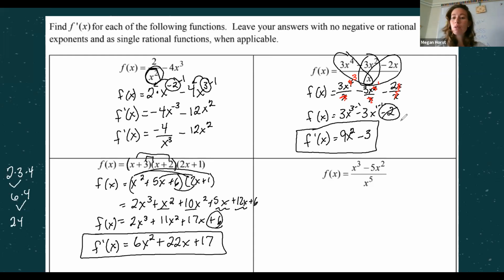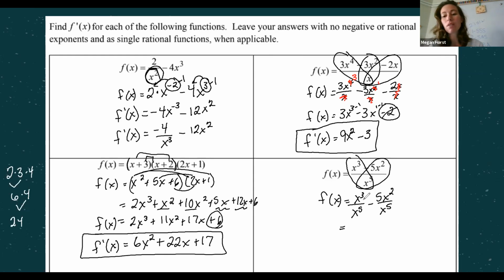All right, next up, notice I have another situation. I have a quotient. I can't just take the derivative of a quotient. I have to do something else. So I'm going to go ahead and rewrite this a little bit differently. So I'm going to rewrite this as f of x equals x cubed over x to the 5th subtract 5x squared over x to the 5th. So that gives me, and I want all positive exponents. So what I'm doing here is I have x cubed, and then since this is the denominator, I'm subtracting 5. So whenever you subtract exponents with the same base. So this is x to the negative 2nd power, subtract 5x to the negative 3rd power.